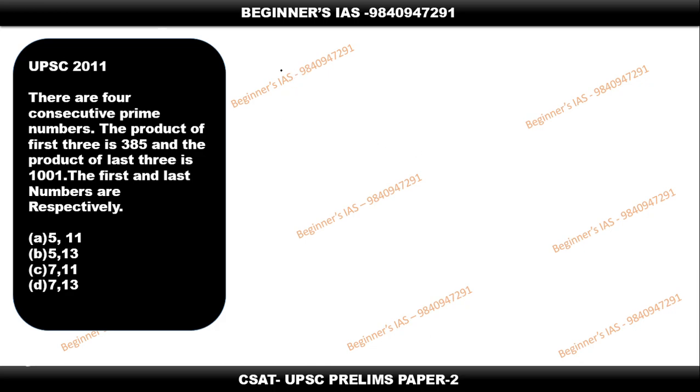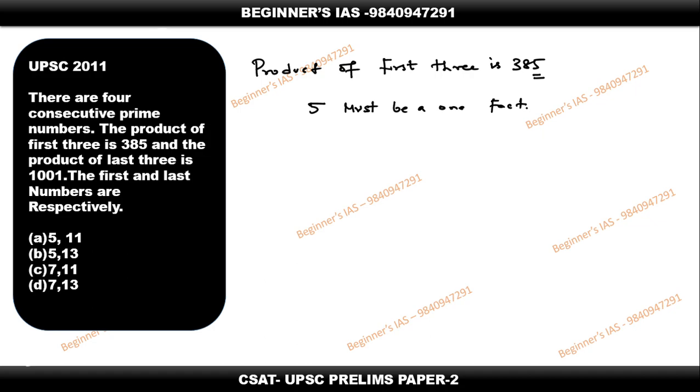Now be sure that it is given that the product of the first 3 is 385. Here the last digit is 5. To get the last digit as 5, 5 must be one factor. Then also note down that this 385 is not divisible by 2 since 5 is present here. Therefore, not divisible by 2. Now check whether it is divisible by 3 or not. How to check? Add all the digits.